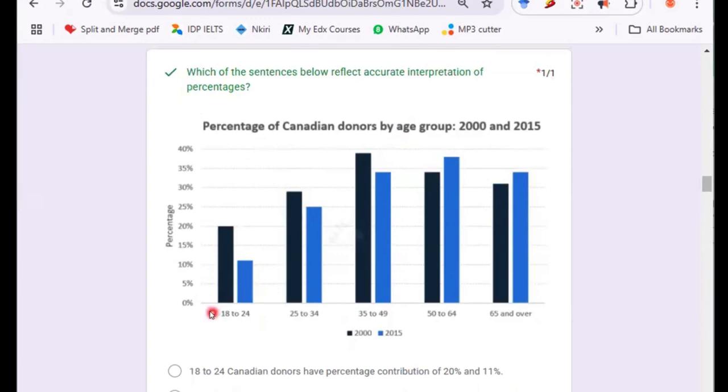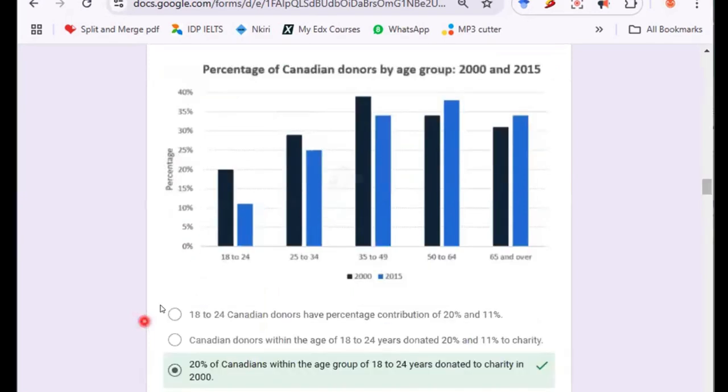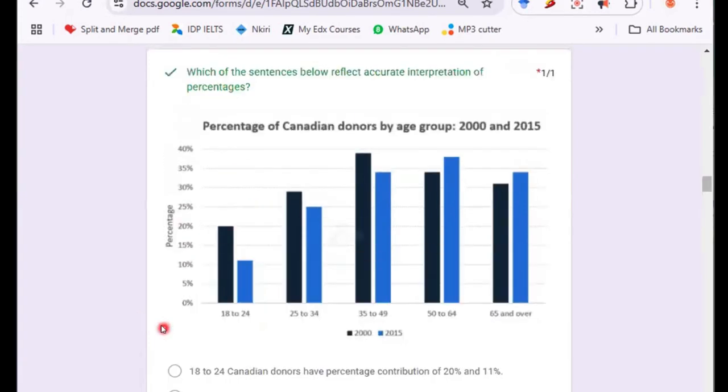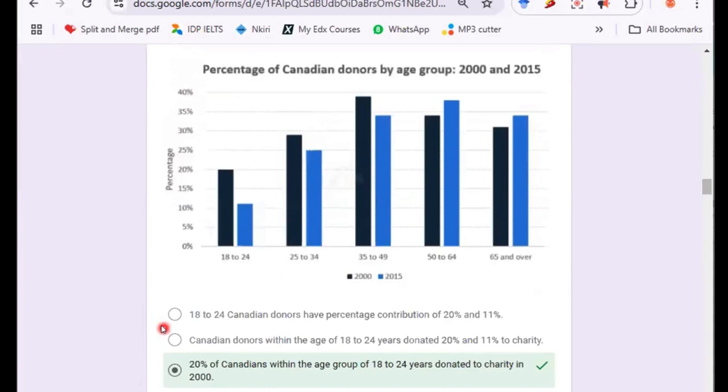Look at the first one here. Let's look at the sentences one by one. So, percentage of Canadian donors by age group. Look at this, number 1. 18 to 24 Canadian donors have... This one is a complicated sentence. It's absolutely out of it. 18 to 24 Canadian donors. Where did they say 18 to 24? Oh, see, 18 to 24.